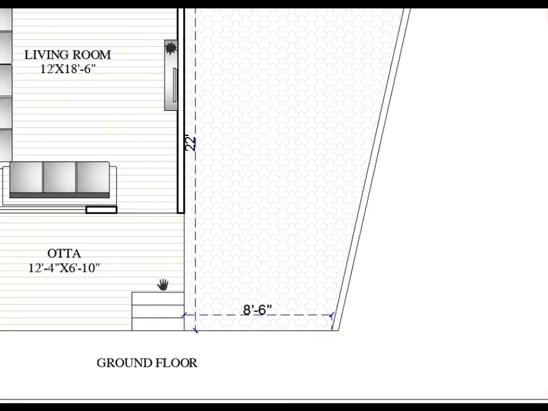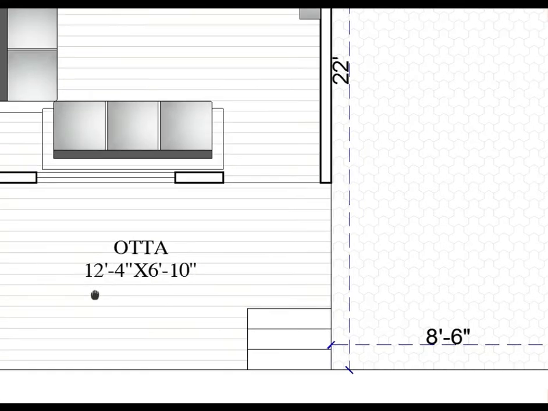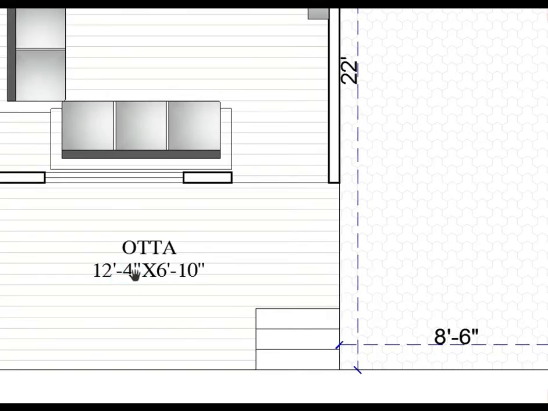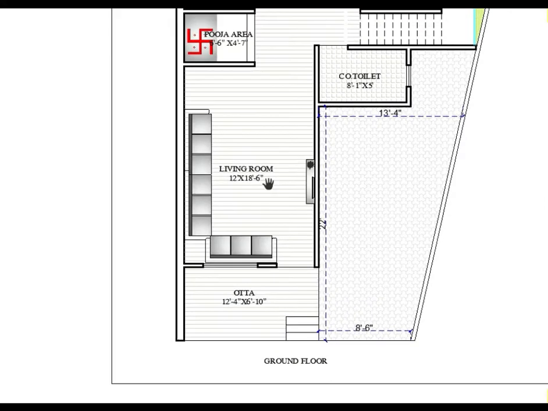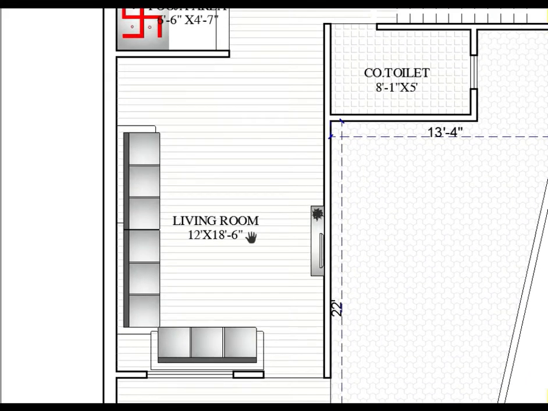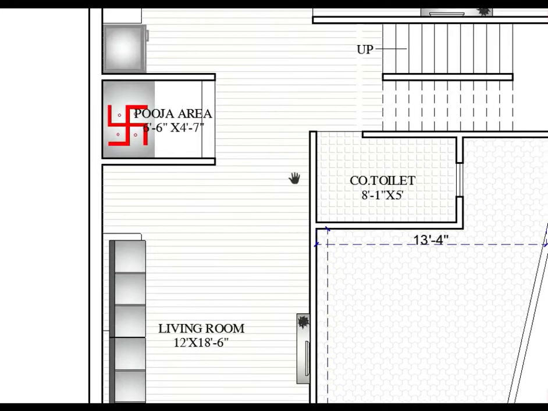This is the main entry. You can call it a patio, or also a porch, which is 12 feet 4 by 6 feet 10. It means here to here horizontally 12 feet 4 and here to here vertically 6 feet 10. This one is the main entry for the home residence. The living room is 12 feet by 18 feet 6, meaning horizontally 12 and vertically 18 feet 6 inch.